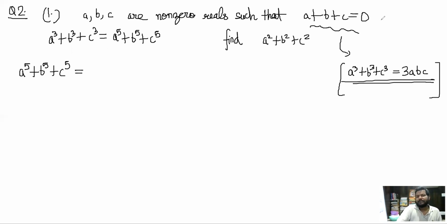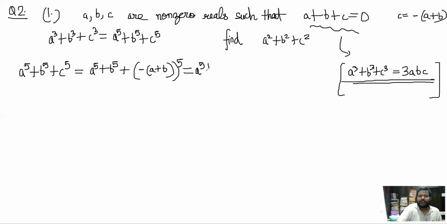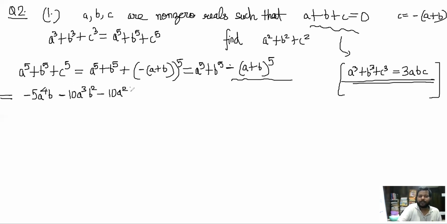Now notice that since a plus b plus c is 0, c is equal to minus (a plus b). So this becomes simply a power 5 plus b power 5 plus (minus (a plus b)) to the power 5, which is a power 5 plus b power 5 minus (a plus b) to the power 5. We'll expand this by binomial theorem, and the first and last terms of that expansion will cancel, and what you end up with is minus 5a power 4 b minus 10a cube b square minus 10a square b cube minus 5ab power 4. This is what you get.